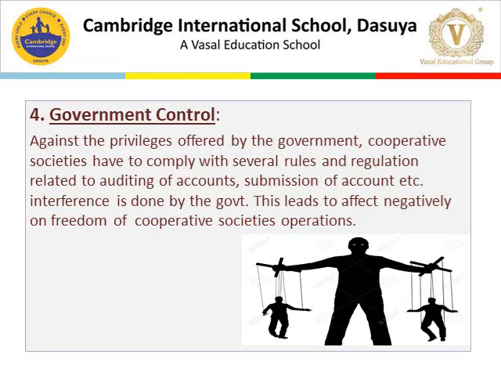Number 4, government control. Against the privileges offered by the government, cooperative societies have to comply with several rules and regulations related to auditing of accounts, submission of accounts, etc. Interference is done by the government. This negatively affects the freedom of cooperative societies' operation.